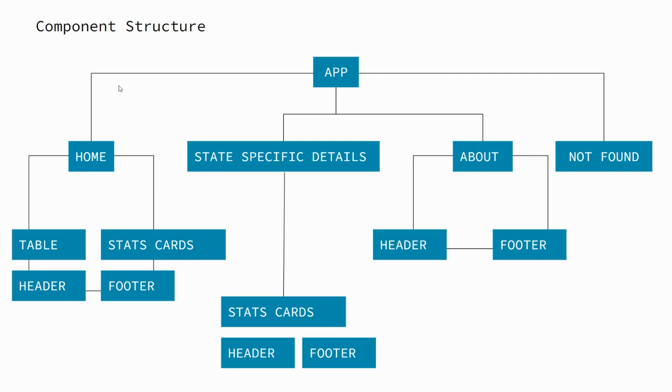So this is the component structure of the project. You can see the different components, and these are nested inside the home component, and these components are nested inside the state specific details component. Header and footer components can be found common to all these three routes.